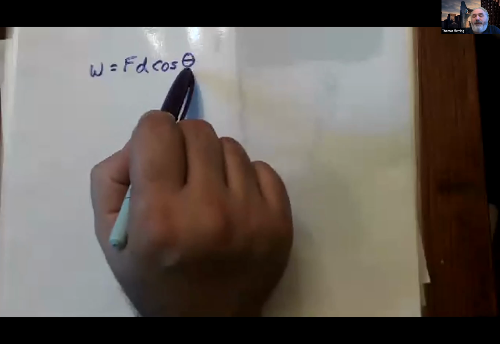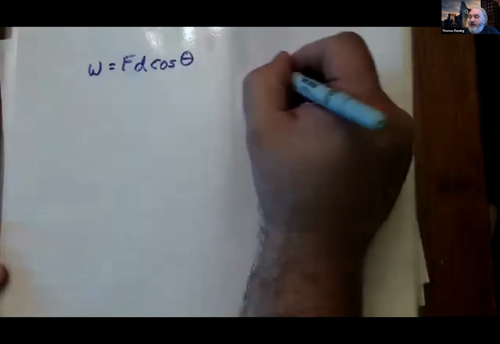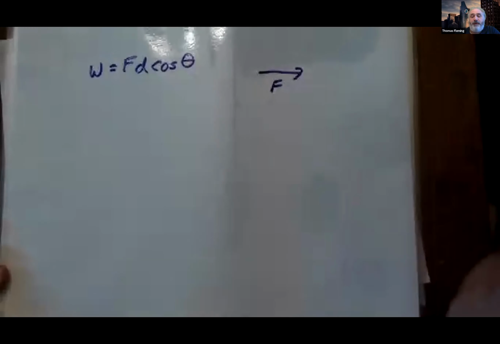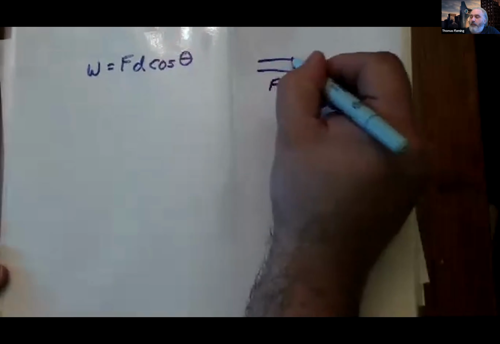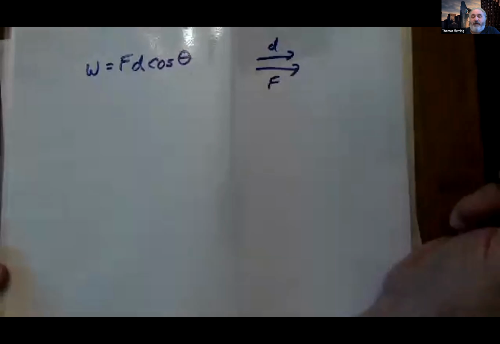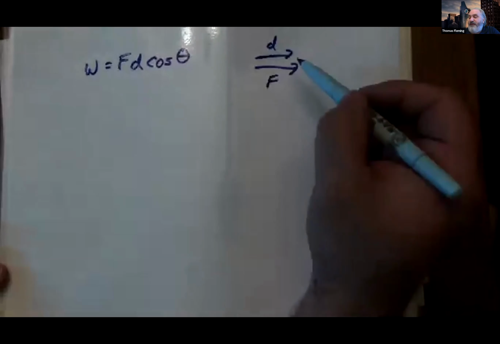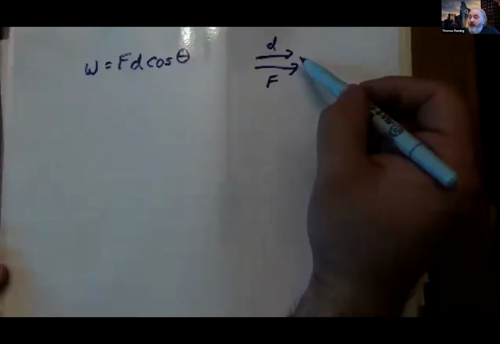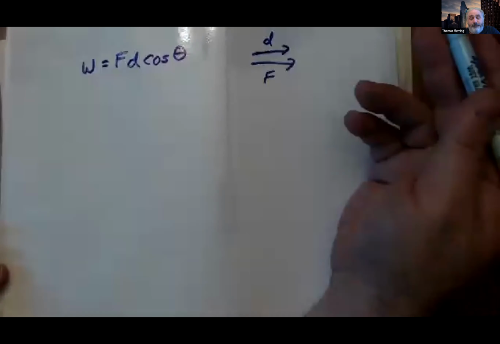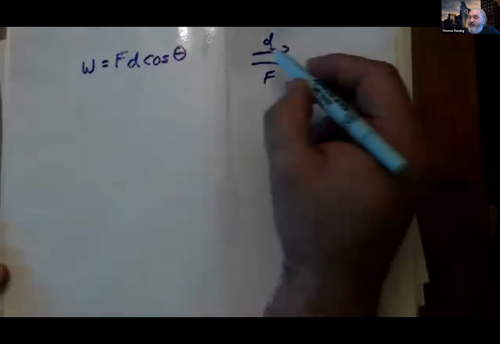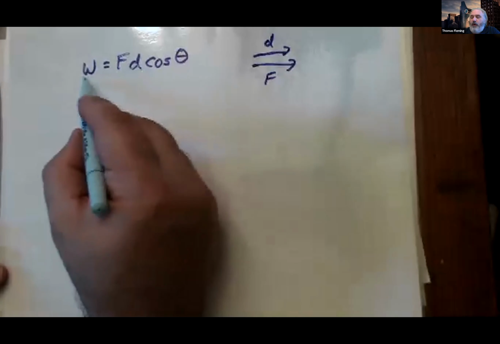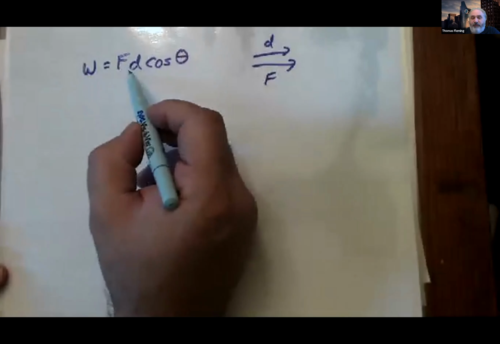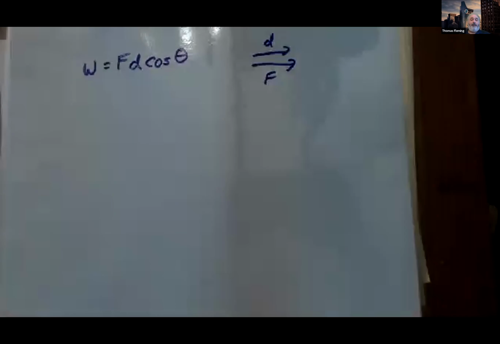So the critical thing about this is this cosine theta part right here. That's the angle between F and D. If I've got a force in one direction and the object is also moving in that same direction, then F and D have an angle of 0 between them, and the cosine of 0 is 1. So if F and D both point the same direction, the work is just the force times the distance times 1. It's like regular multiplication at that point.